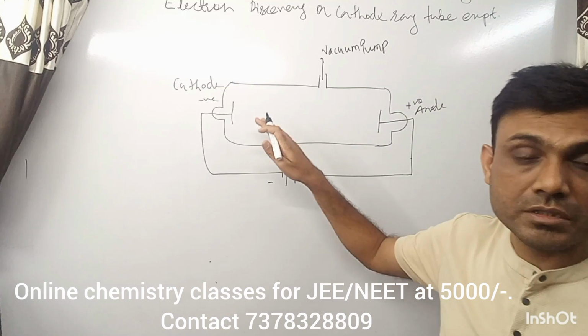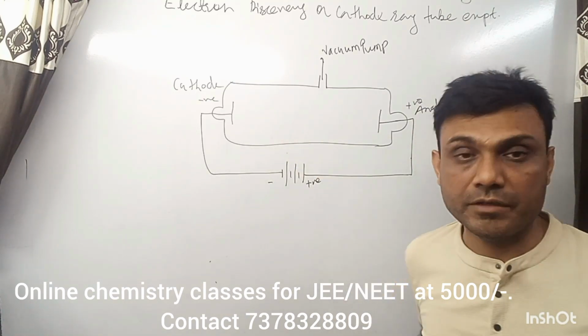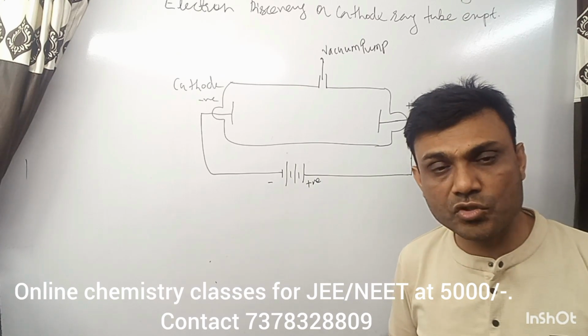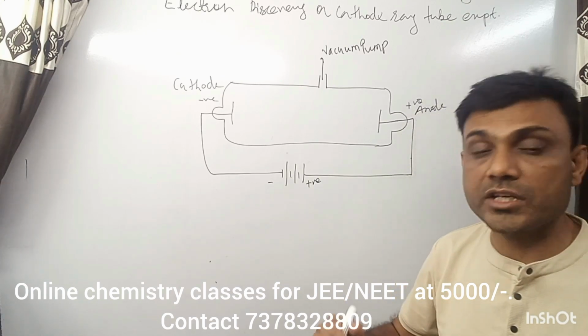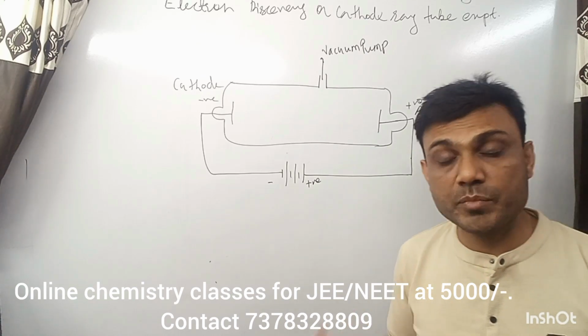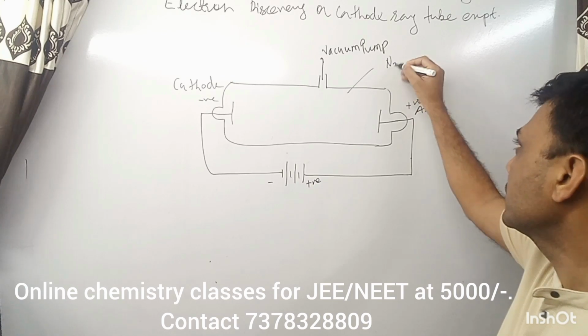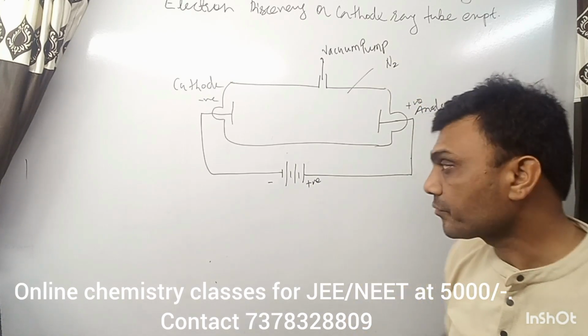Now in this cathode ray tube there is a gas filled, and that gas could be any gas, like nitrogen, oxygen, helium. Suppose there is nitrogen gas.